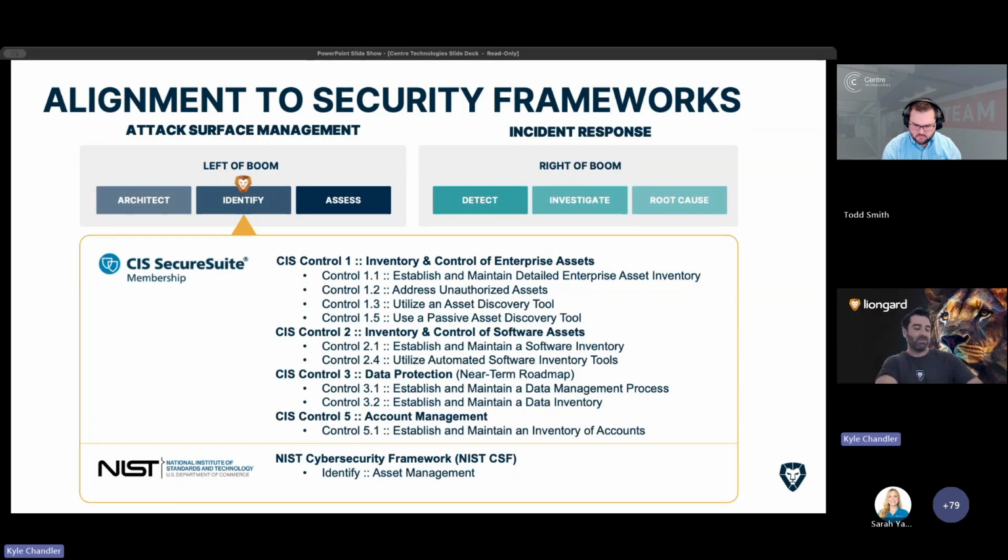So last piece here before I jump into the platform and show you how some of this comes to fruition. We mentioned NIST in terms of security frameworks. I also want to talk briefly about CIS and why that's relevant to what Center Technologies and Liongard are doing together with the partnership. I'll assume that not everybody in the room is familiar with CIS, so I'll give a brief overview of why we're even talking about it.